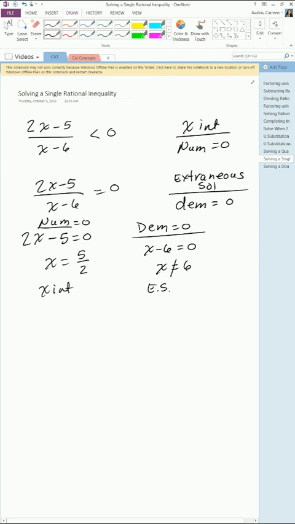That means that I cannot include it. So if I have a graph, I am going to have an x-intercept at 5 halves, and at 6, I am going to have an open circle because it cannot include it. And then I have my x-intercept there. I know that because it's also not going to be included because it's an inequality without an equal sign. So it's just less than or greater than. It's not greater than or equal to or less than or equal to.